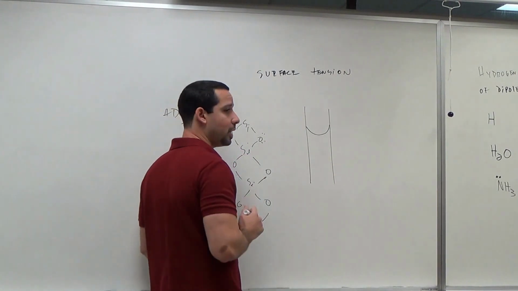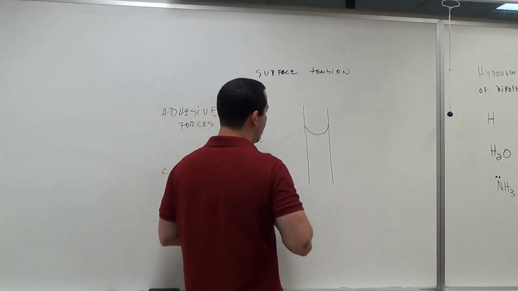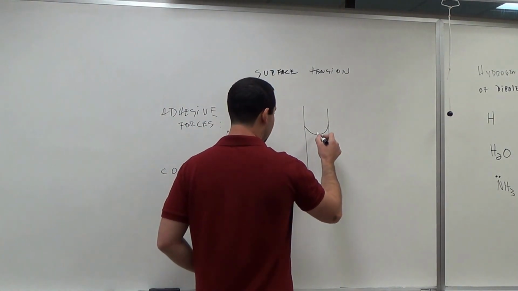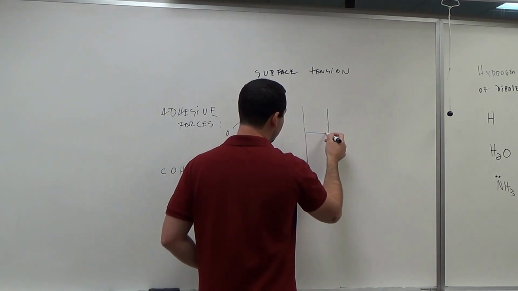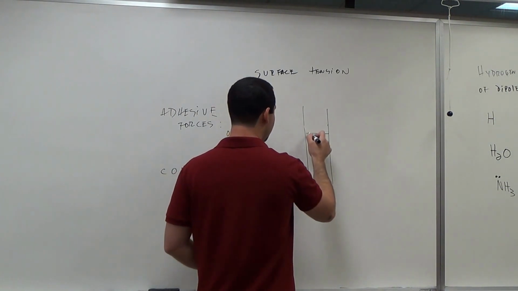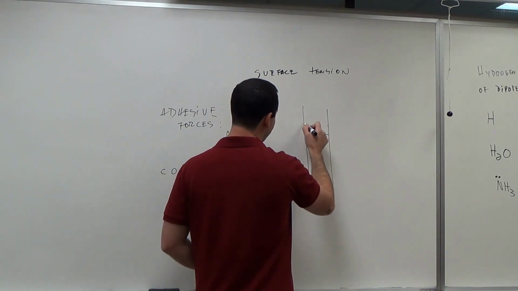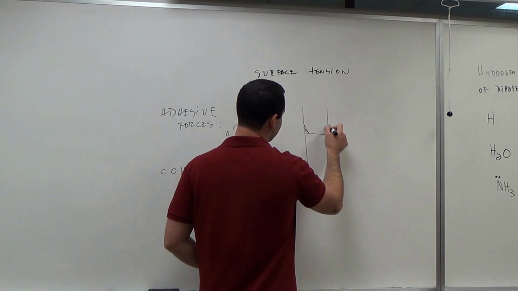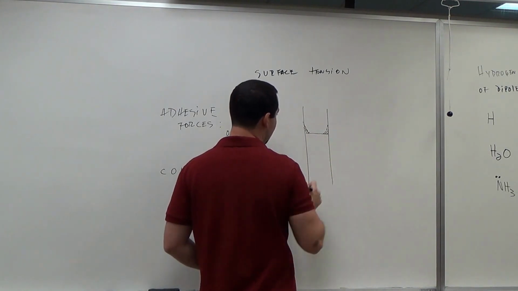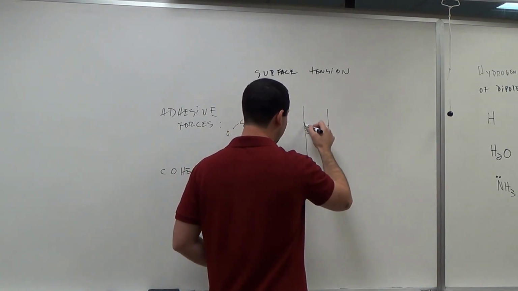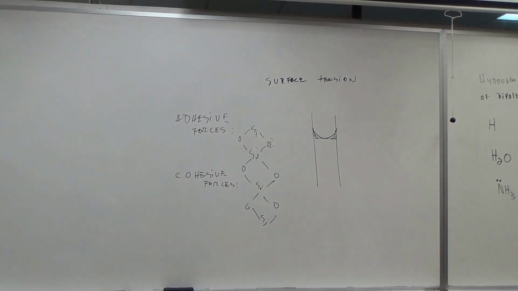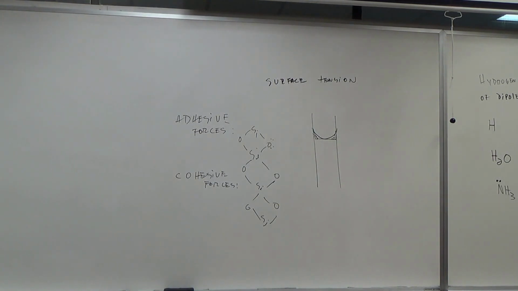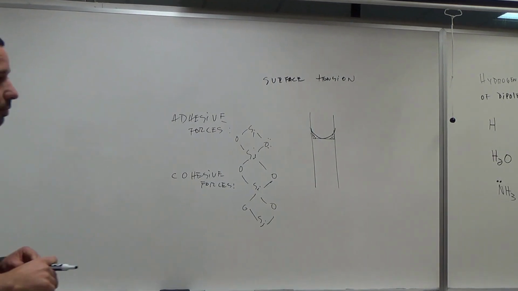So does the water like it? The water likes it, and the water likes it a lot. This is supposed to be like that, but it likes it so much that the water starts creeping up the side. And when it creeps up the side because it likes the glass so much, that becomes the U-shaped meniscus. So the U-shaped meniscus is because adhesive forces are greater than cohesive forces.